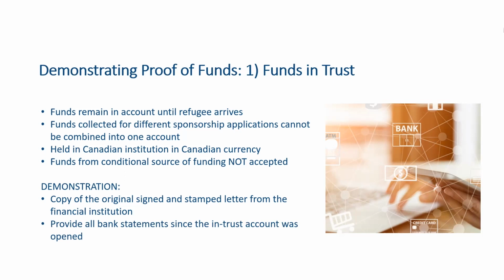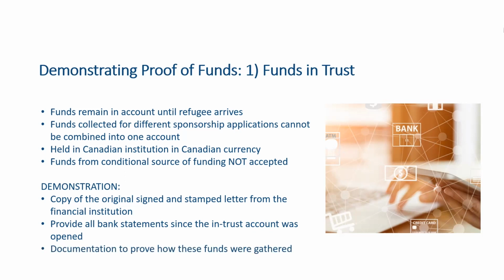And the reason for that is because the funds have to remain in the account until the refugee arrives in Canada. So let's say January 1st, 2024 rolls around, and you're submitting an application that you've been working on. Let's say you're submitting the application in April 2024. You open up the account for this particular application in January 2024. You would need to include copies of financial statements for January, February, March, and April. So you need to provide all bank statements since the account was opened.